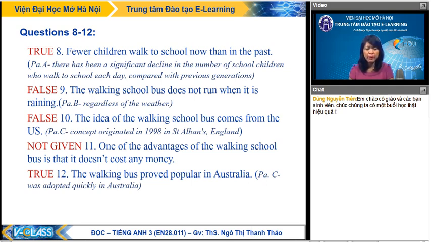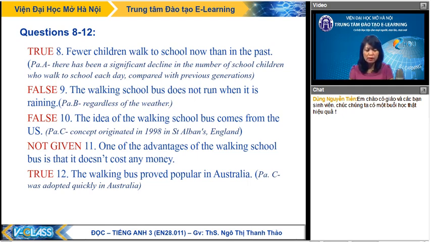You see that question number 8. Fewer children walk to school now than in the past. It's true. Why is it true? You can see the evidence in paragraph A. There has been a significant decline. Remember that decline in the number of school children who walk to school each day compared with the previous generation. So it means that nowadays fewer children walk to school than in the past. Or you can say that the number of children walking to school in the past was higher than that at the present. So number 8, true.